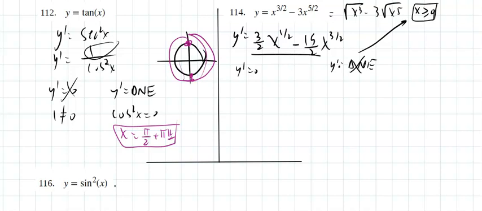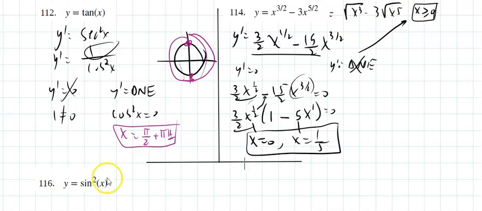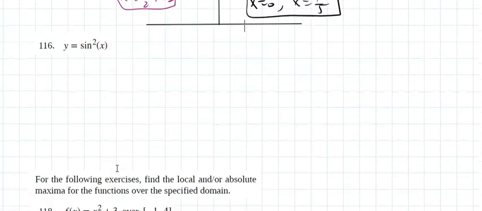To figure out where this equals 0, I'm going to factor. I'm going to take 3/2 x to the 1/2 minus 15/2 x to the 3/2 equals 0. I'll take 3/2 x to the 1/2 out. When I take this divided by this, I'll get a 1. When I take a negative divided by a positive, that's a negative. 15/2 divided by 3/2 is a 5. And x to the 3/2 divided by x to the 1/2 is x to the 2/2, which is 1. So I get x equals 0 or x equals 1/5. In this case, I have two critical values to test, and they're both valid because they're in the domain.